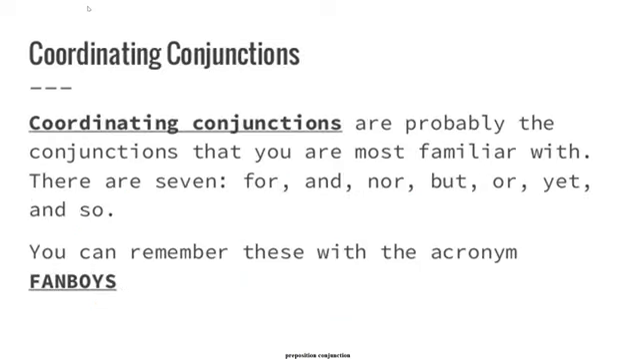Moving on. Coordinating conjunctions. Coordinating conjunctions are probably the conjunctions that you are most familiar with. There are seven of them: for, and, nor, but, or, yet, and so. You can also remember this by the acronym FANBOY. F stands for, A for and, N for nor, B for but, O for or, Y for yet, and S for so. So you can remember the coordinating conjunctions with this acronym.